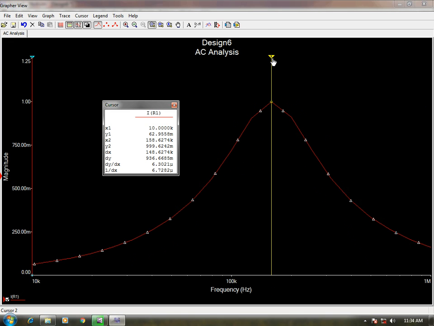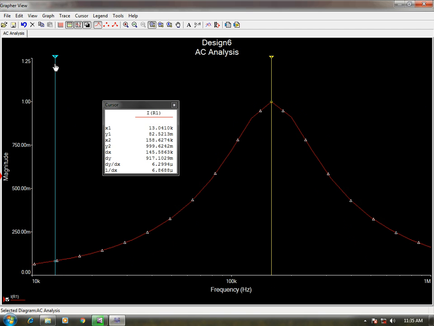If you find X1 and Y1, it is cursor 1, that is here. You can also find the slope between these two cursors, presented by dy/dx. That is here, the slope between these two cursors. If you move here, it is negative as it is sloping downwards.